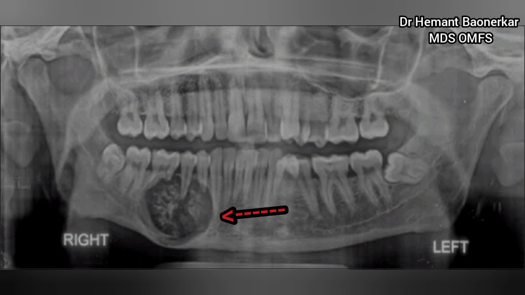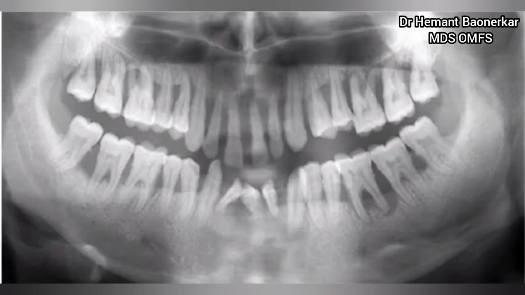On this OPG we can see one more pathology in the fourth quadrant. This is mostly a fibro-osseous lesion, a central pathology which involves a radio-opacity inside the radiolucency. This is a classical case of chronic periodontitis. On both sides of the mandible there is bone loss present.